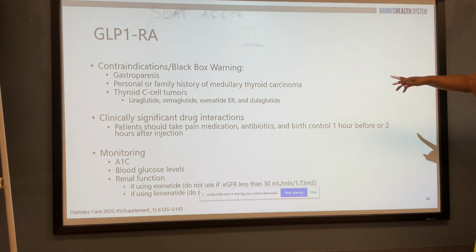And in order to screen for these conditions, once the patient starts the medicine, I'll ask the patient if they're having hoarseness, trouble speaking, or a lump in their throat, anything like that, to let you know that maybe we need to stop this therapy. Some clinically significant drug interactions are similar to the amylin analogs because they slow gastric motility. We want to monitor the A1C and blood sugar levels in these patients, and renal function. There are some renal cutoffs with some of the products. If the patient is using exenatide, we don't use it if the eGFR is less than 30. And if the patient is using lixisenatide, then we don't use it if the eGFR is less than 15.